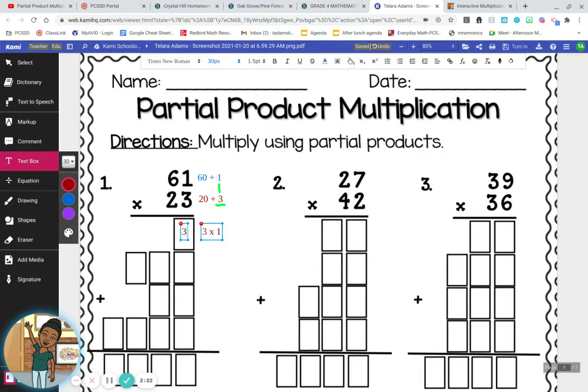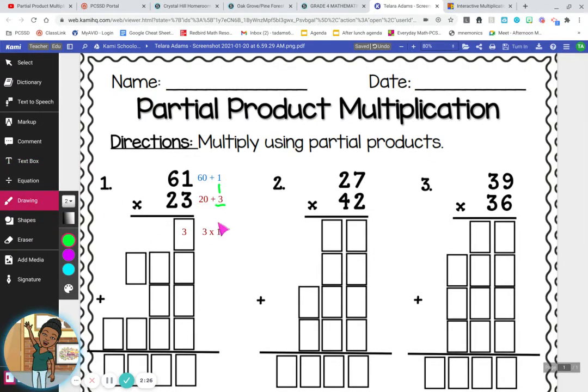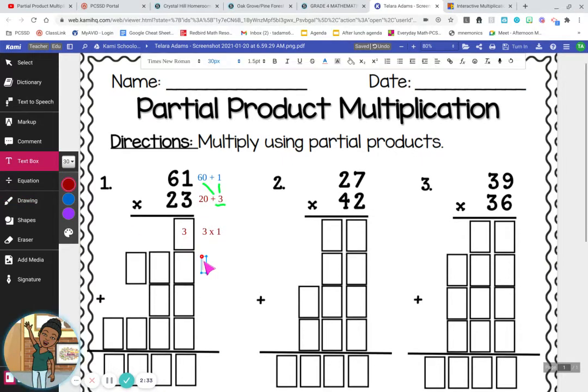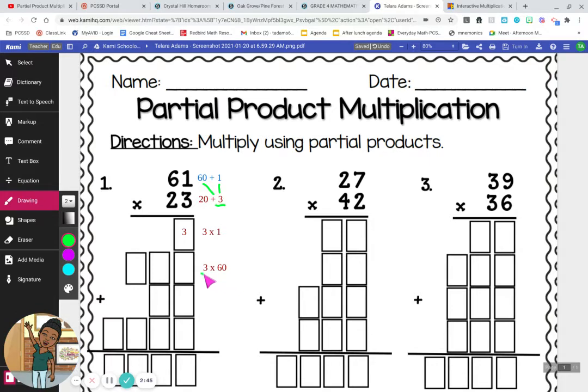I'm showing my thinking over here. Now, I need to multiply 3 times 60. So I'm going to write that to the side so I don't forget, and I know exactly what I'm multiplying. 3 times 60. Let's remember our basic facts. We can multiply just that first digit and add our zeros. 3 times 6 equals 18.